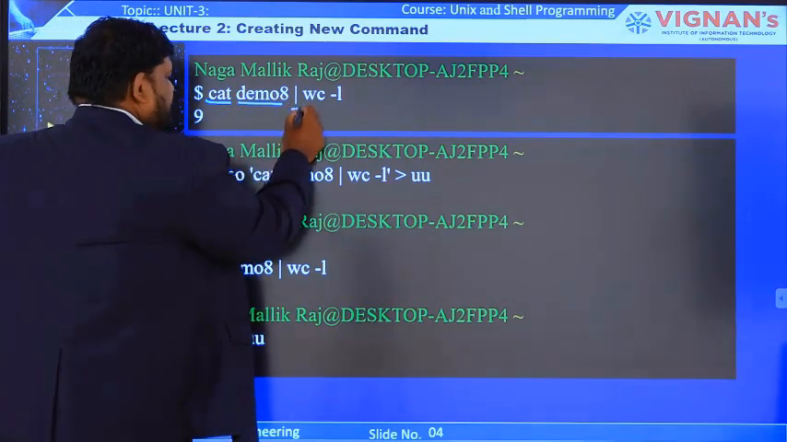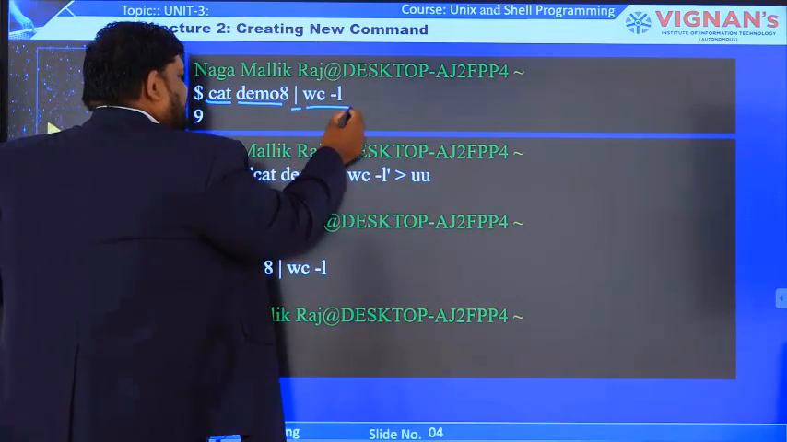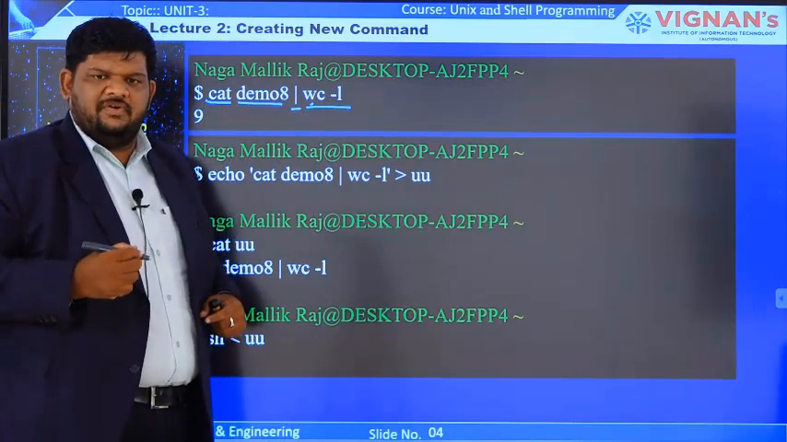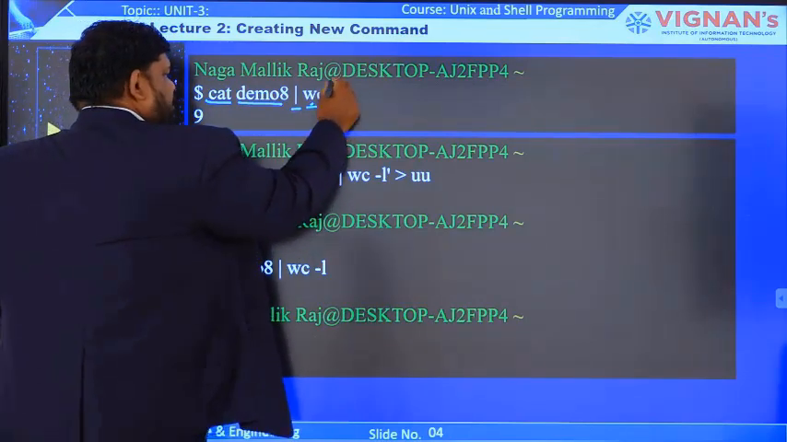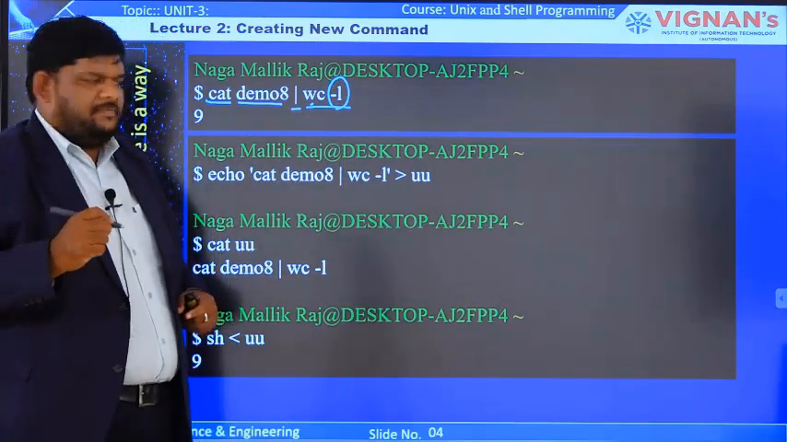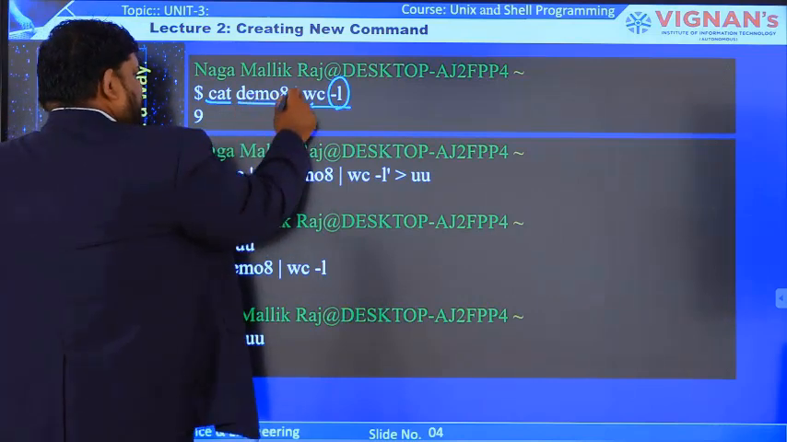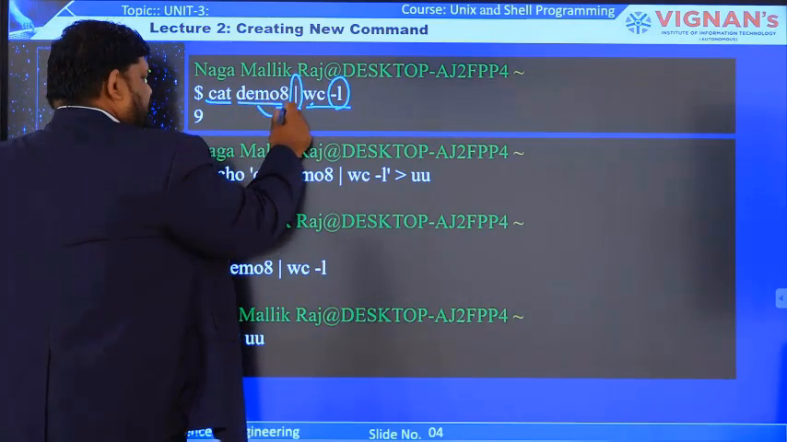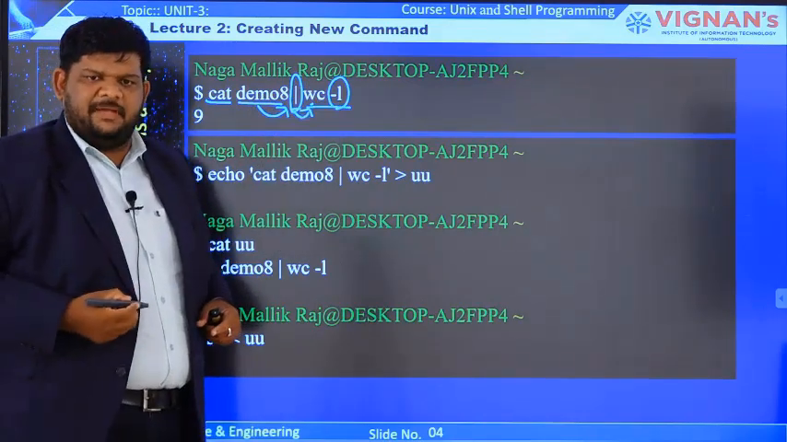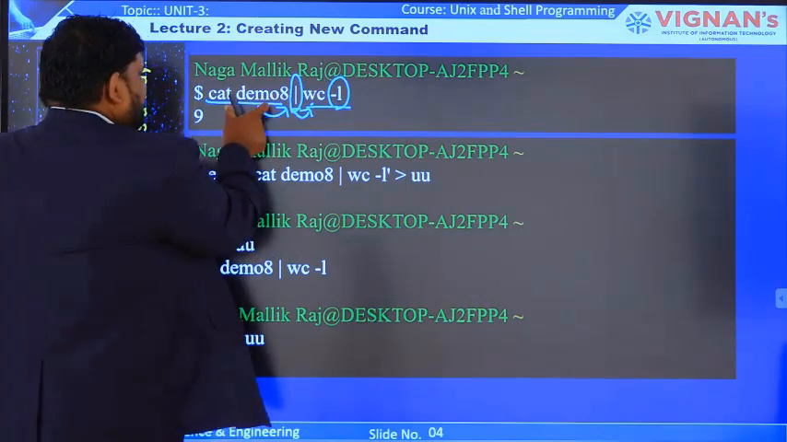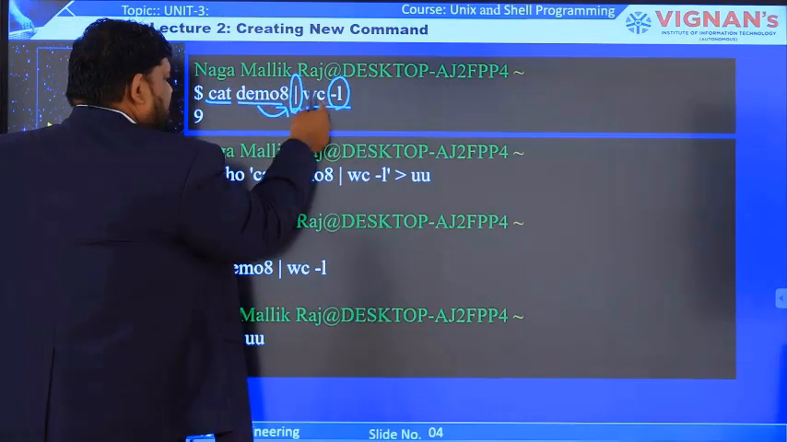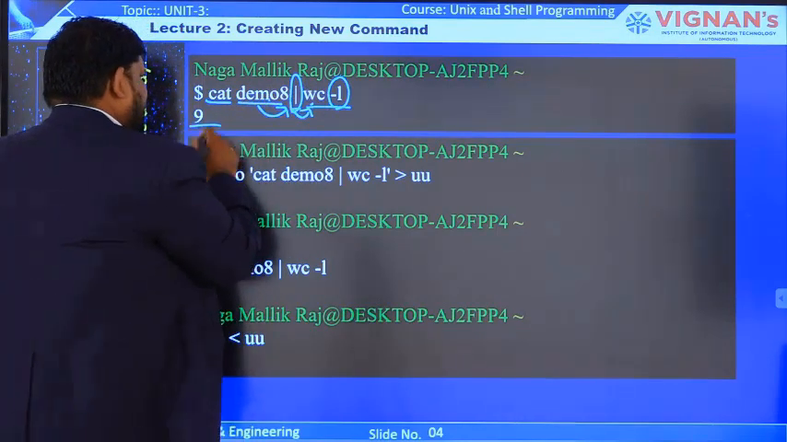After that, I am using the pipe symbol. After the pipe symbol, another command is there along with an option. That command is wc, which indicates word count. For that, I am using another option, L. This option L indicates only how many lines are there. Now how does it work? The pipe takes the output from the previous command and provides it as input to the next command following the pipe symbol. So this entire content is sent to this command, and it checks how many lines are present in the demo8 file. So the answer is 9.